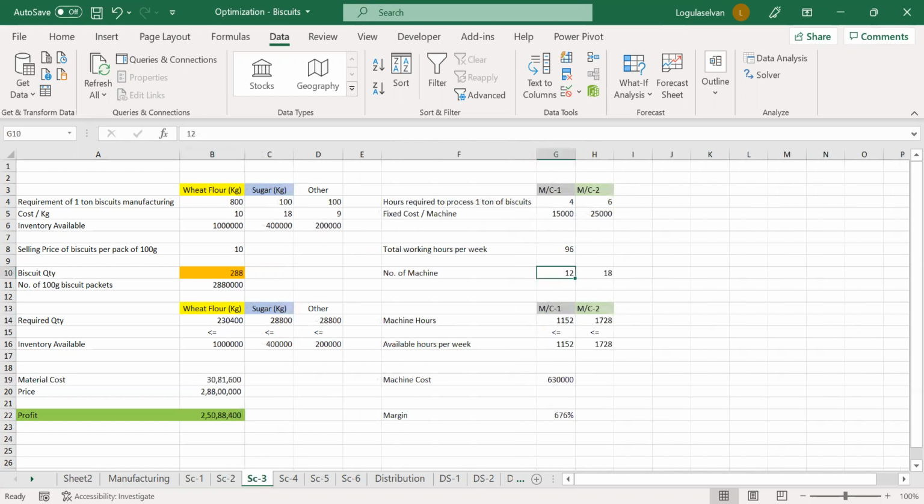Further moving ahead, we considered a fixed number of machines. Instead of one machine each, we considered 12 and 18 machines as a further improvement, and how the profit improved considering the available working hours and the available inventory. And then in the fourth scenario, we allowed the Excel solver itself to find the optimum number of machines with which they can maximize the profit. So 4 scenarios we have shown in our past videos.